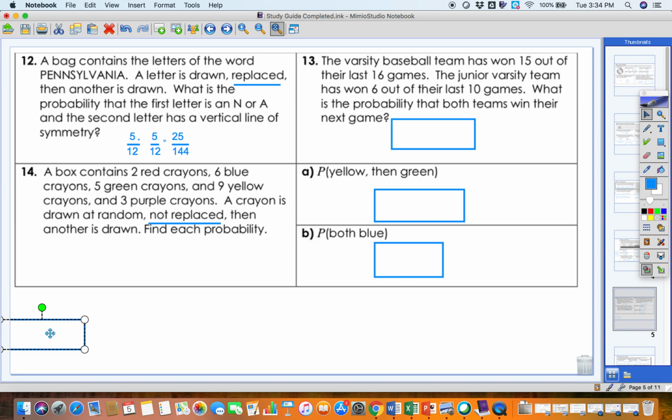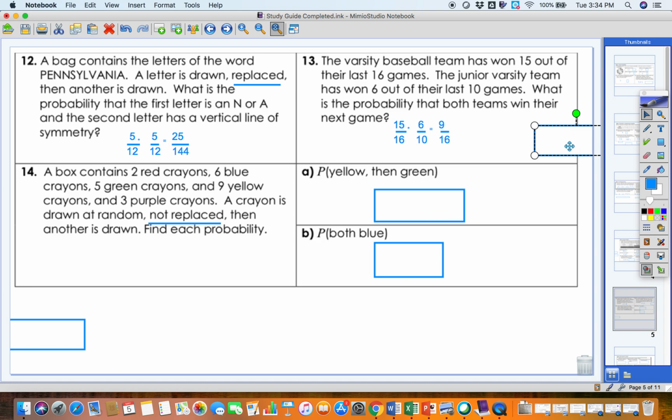Number 13, the varsity basketball team has won 15 out of their last 16 games, and the junior varsity team has won 6 out of their last 10 games. What is the probability that both teams win their next game? So the probability for varsity is 15 out of 16. The probability for JV is 6 out of 10. When you multiply those together and reduce, you get 9 out of 16.